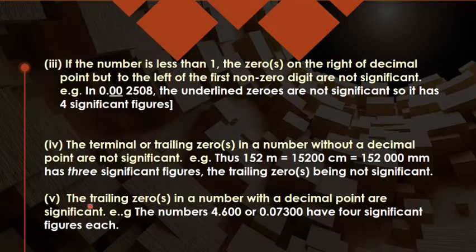The next point is that the trailing zeros in a number with a decimal point are significant. It means if the number is like this, 4.600, then it is having 4 significant figures. Similarly, this also is having 4 significant figures, because on the left hand side these two zeros are non-significant, but these are significant when I am taking the decimal point in between. So these are the rules. 5 rules are there. You have to keep all these 5 rules in your mind always.